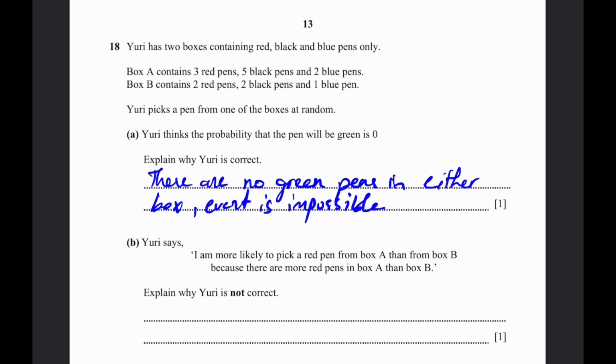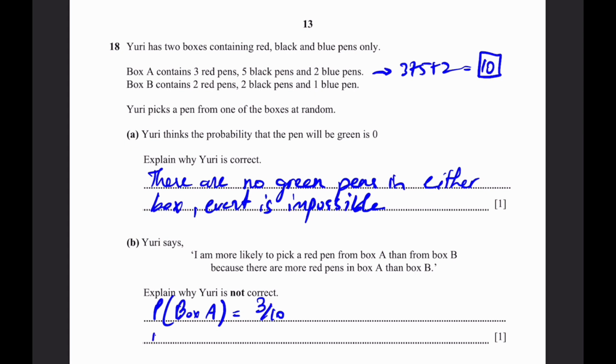B. Yuri says, I'm more likely to pick a red pen from box A than from box B because there are more red pens in box A than box B. Explain why Yuri is not correct. So the probability of picking it from box A, let's just calculate it, and for box B as well. So 3 out of a total of 10 pens, as 3 plus 5 plus 2 is equal to 10.